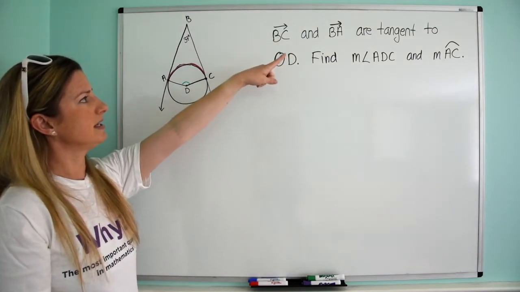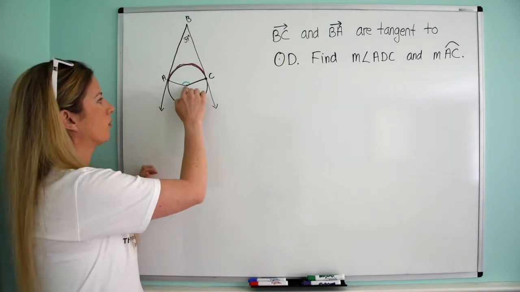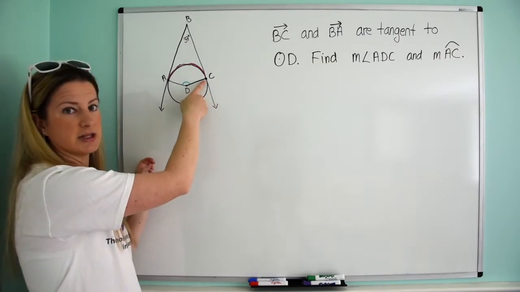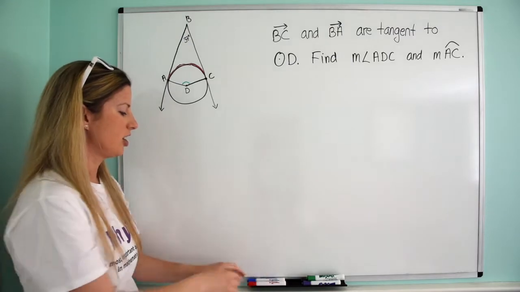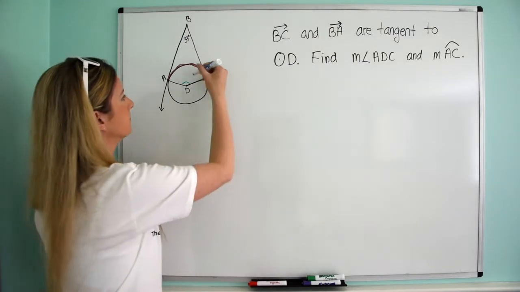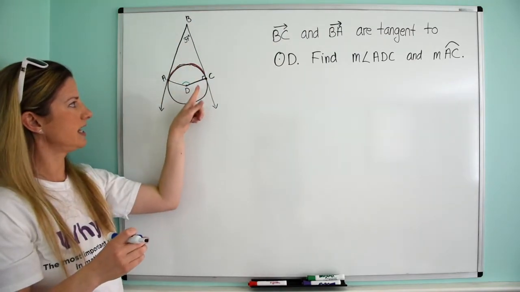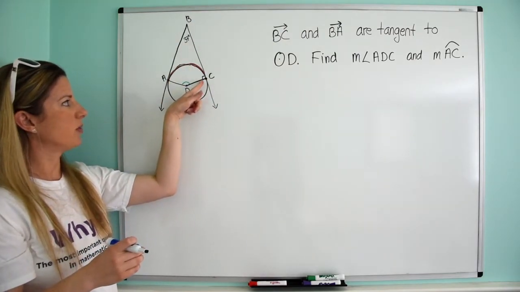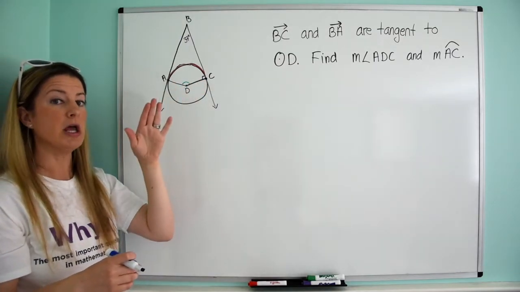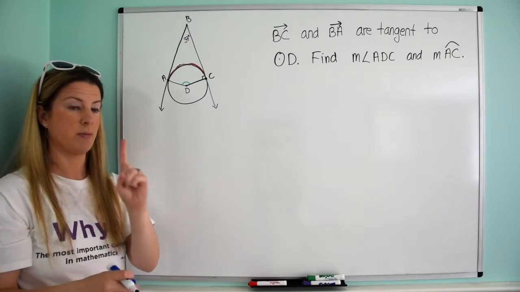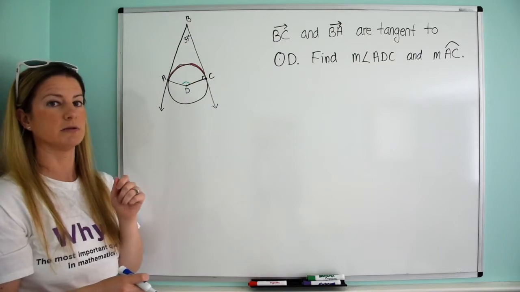So if we know that BC and BA are tangent to circle D, there's something important that we know about when a radius comes in and hits a tangent at the point of tangency. It creates a right angle, okay? A radius is perpendicular to a tangent of a circle at the point of tangency. Remember, tangent means that it only hits the circle at one point. That radius comes into that one point and it forms a right angle, okay?